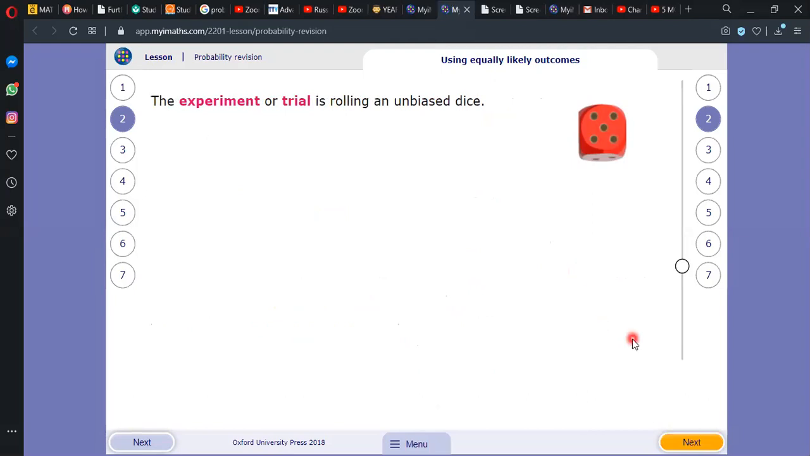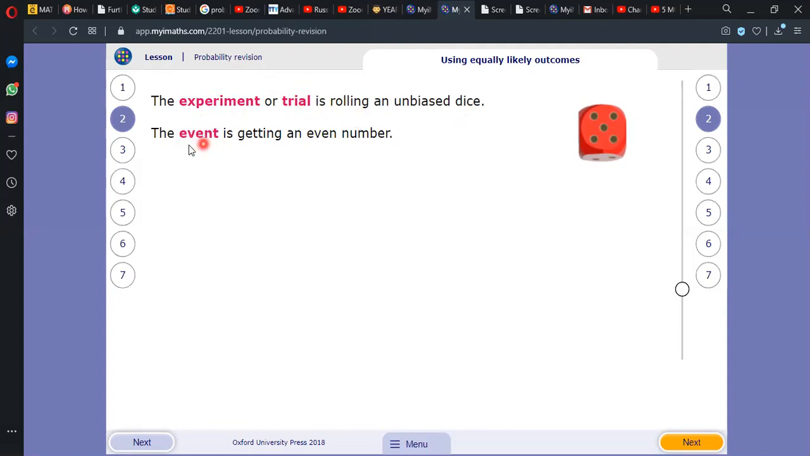Now, the experiment or trial is rolling an unbiased dice, because it is unbiased. You have to perform an experiment, and the event is getting an even number. This is just trying to tell us that there's a difference between experiment and event. Experiment is also considered as trial, because in an experiment you do a lot of trials, so you can say number of trials in rolling an unbiased dice.